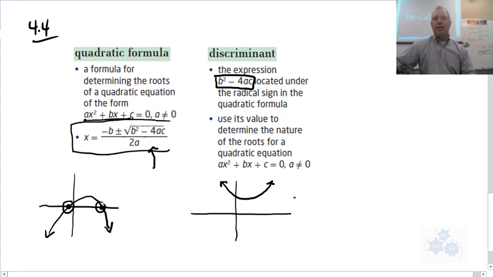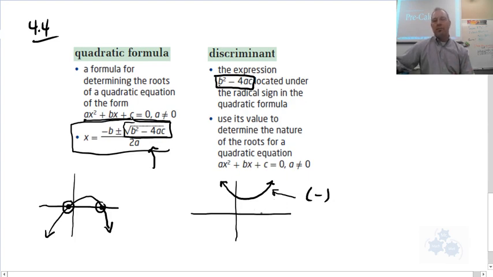In this case, this function clearly does not touch the x-axis. That means there are no roots. Well, what would that look like? If you plugged in b, a, and c in here, this would be a negative value. The discriminant would be negative. You can't take the square root of a negative to find a root. So there are no real roots.